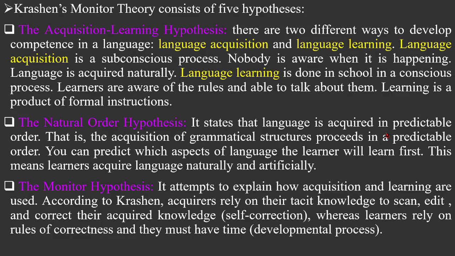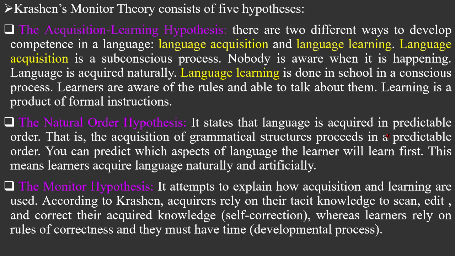Krashen's monitor theory consists of 5 hypotheses. First, the acquisition learning hypothesis. There are 2 different ways to develop competence in language: language acquisition and language learning. Language acquisition is a subconscious process. Nobody is aware when it is happening. Language is acquired naturally. Language learning is done in school in a conscious process. Learners are aware of the rules and able to talk about them. Learning is a product of formal instructions.